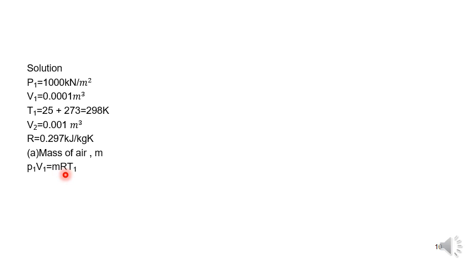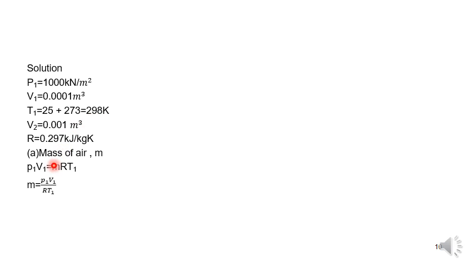We want only the M value, that's why I am bringing this RT1 to this side. So it becomes M is equal to P1 V1 divided by RT1. In the given data, what is the P1 value? 1000. Next, V1 as 0.0001. Three zeros, observe that here there are three zeros. V2 has only two zeros. So here we have to substitute V1, R value 0.297, and T value 298 Kelvin.